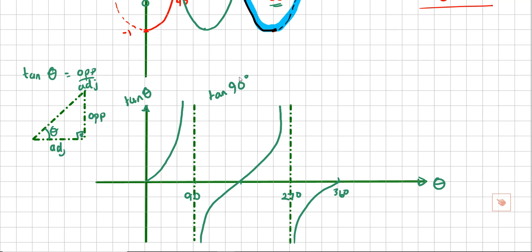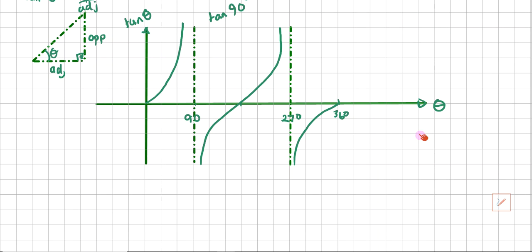And why do I not get a value? You can't have a tan of 90 degrees. Why? Because the opposite is the hypotenuse, and you can't decide which one's the adjacent.